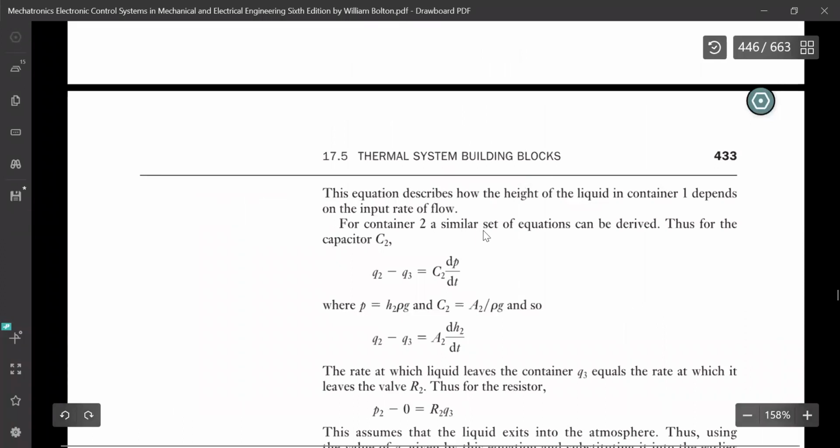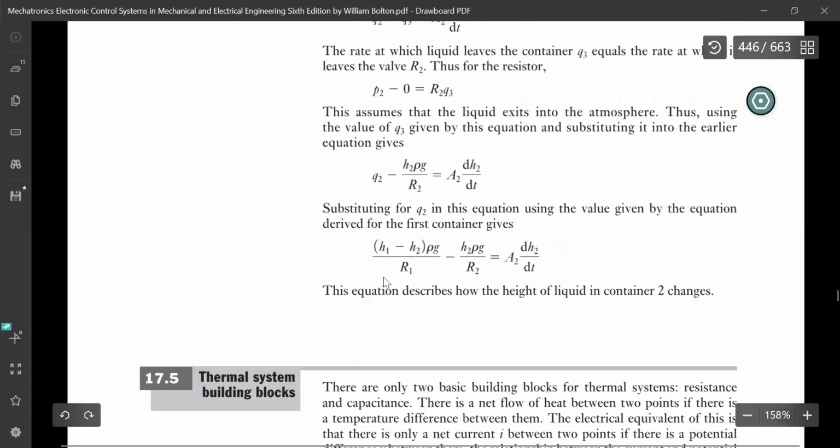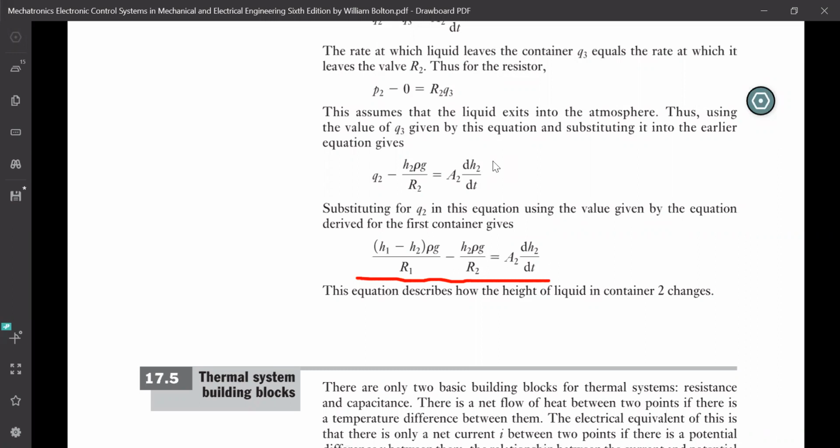Similarly, for container 2, a similar set of equations can be derived. Thus, for the capacitor C2, Q2 minus Q3 is equal to C2 dP by dt. We'll be repeating the same steps for the second container as well, and this is the final equation that you will get. So this is how you can calculate the flow rate out of the second container, that is, in terms of Q3.